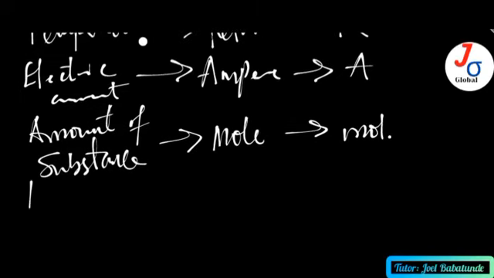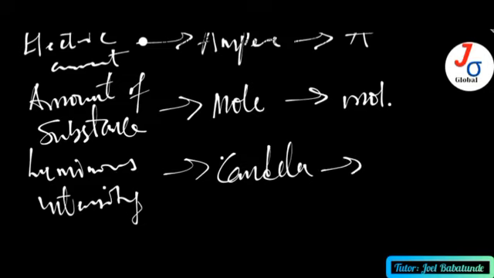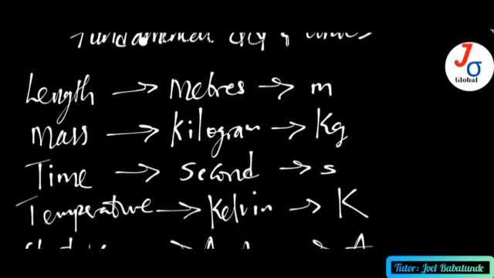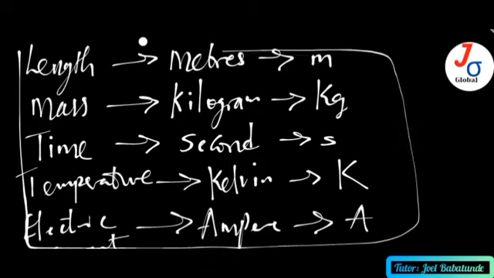The last one we'll talk about is luminous intensity. Pardon my handwriting, I don't really have good handwriting. It's measured in candela, abbreviated cd. So these are the fundamental quantities that we have. But for the meantime, at least be familiar with these ones: length, mass, time, temperature, electric current. At least those five.